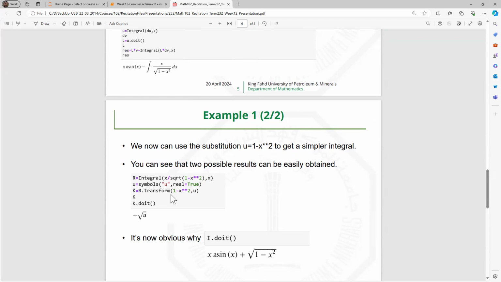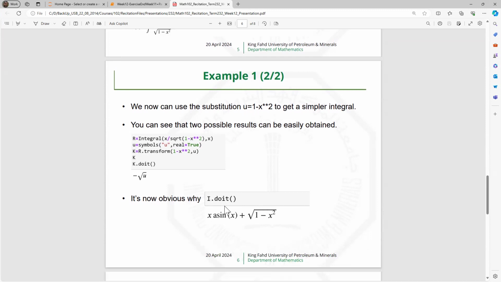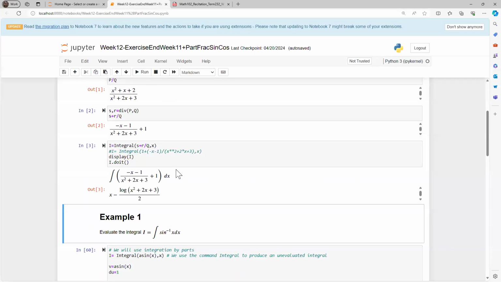And here we'll perform a transformation or a substitution. We'll replace 1 minus x squared by the new variable u, which is a real variable. And we obtain a new integral we call k. So r is transformed to k. We'll display k, and here it is. It's minus square root of u. So after integration, we get minus square root of u. And once we are asked to do it, we get, of course, x asin x plus root of 1 minus x squared. Okay, so that's what we get for example 1.